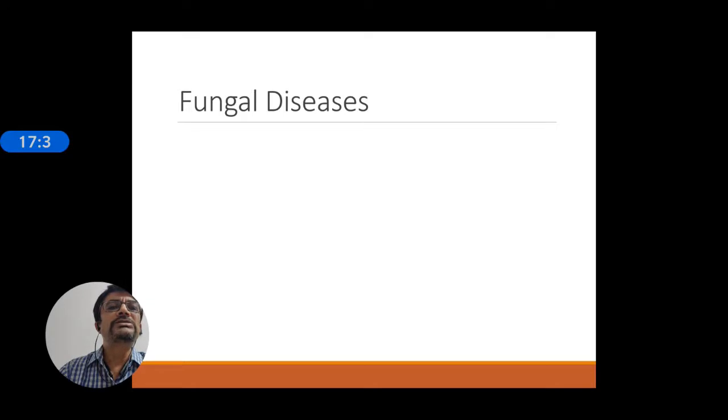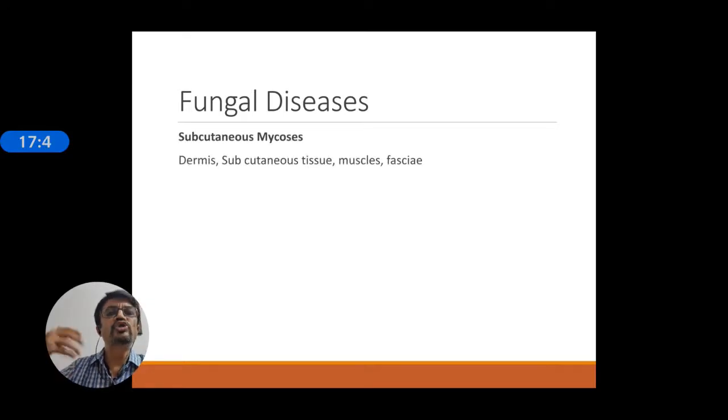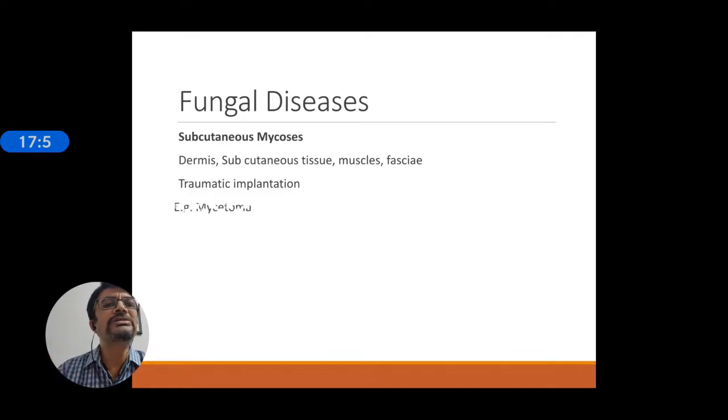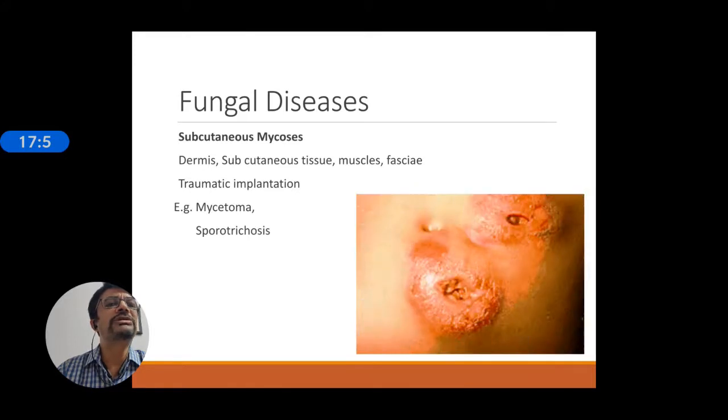Third is subcutaneous fungal disease, where it goes beneath the epidermis. So the dermis, subcutaneous tissue, muscle, and fascia would be involved. It is by traumatic implantation of the fungus, and it is a chronic disease. Examples are mycetoma, sporotrichosis, etc., where you will see a subcutaneous lesion, nodule-like structure, and chronic fungal inflammation would be there.